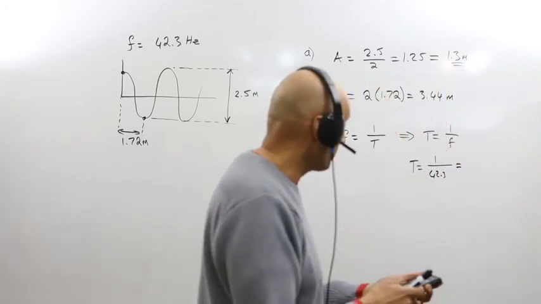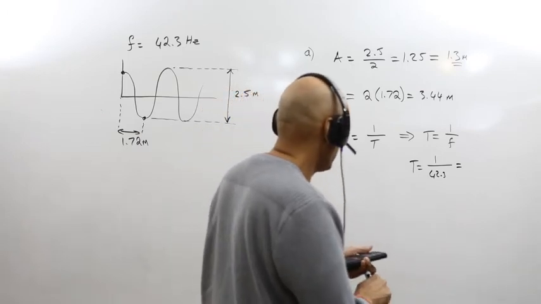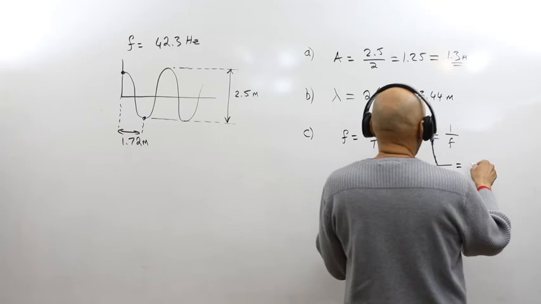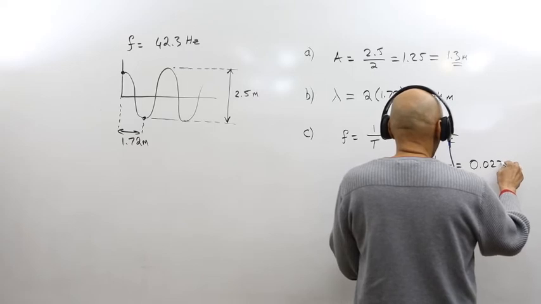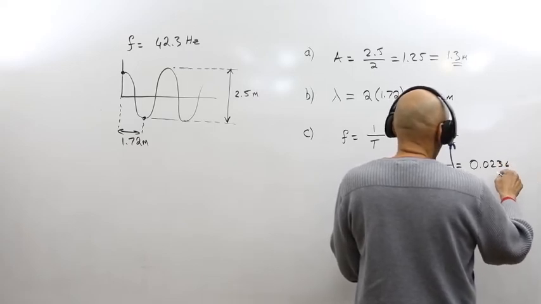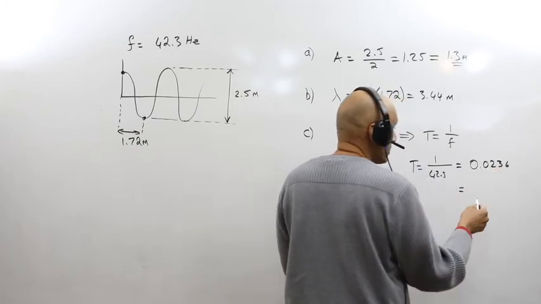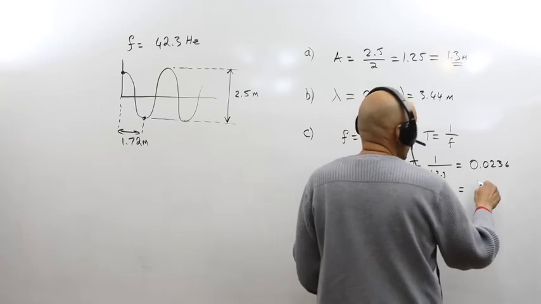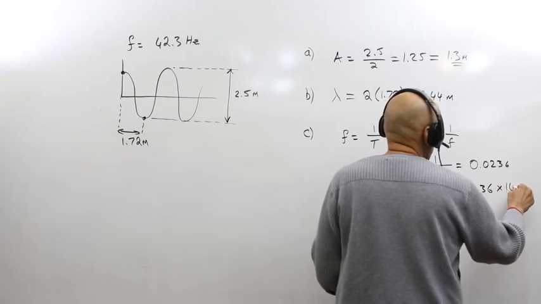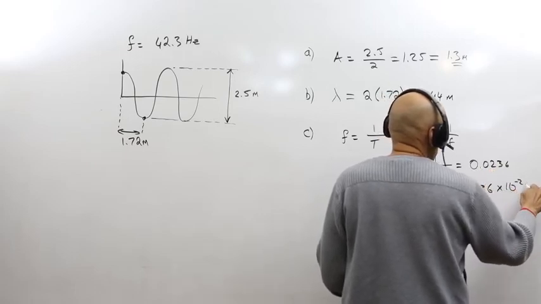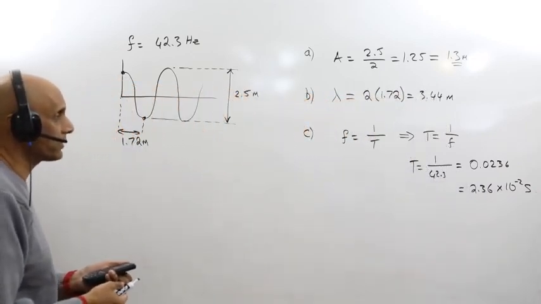So 1 divided by 42.3 gives me a value of 0.0236, and there's more digits, but there's 3 significant digits, so I'm only going to keep it to 2.36. And I want to do it in terms of powers of 10, so this will be written as 2.36 multiplied by 10 to the minus 2, and standard units is seconds. So it's 2.36 times 10 to the minus 2 seconds.